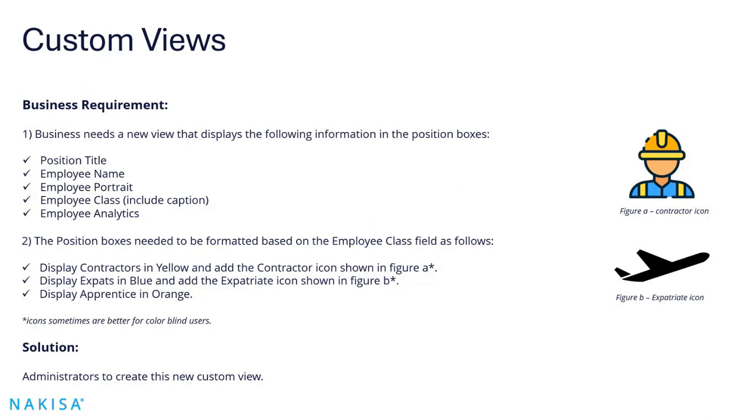The second requirement, to make it a bit more interesting, is that we need color coding, conditional formatting, where contractors are displayed in yellow, expatriates in blue, and apprentices in orange. For colorblind users who may struggle with these color codes, maybe it's better to also have an icon that represents these different types of positions. So again, the requirement is very simple. And what is the solution? The solution is to use custom views, which I will showcase right now.